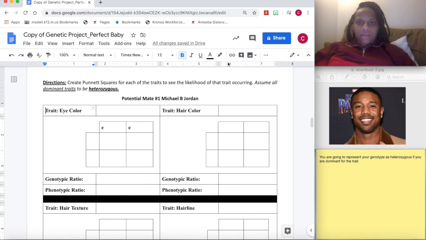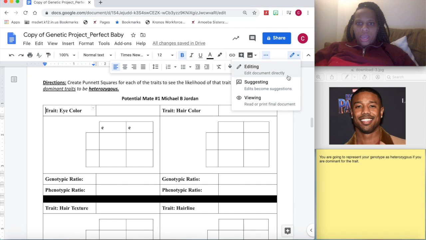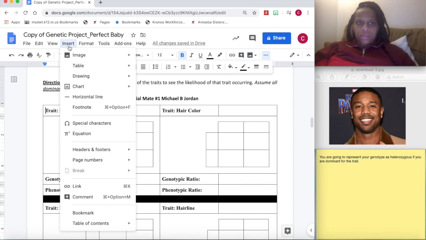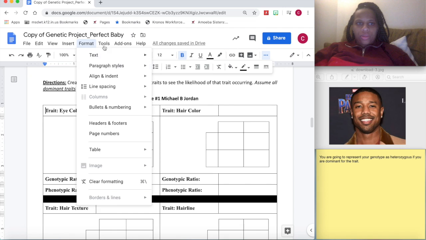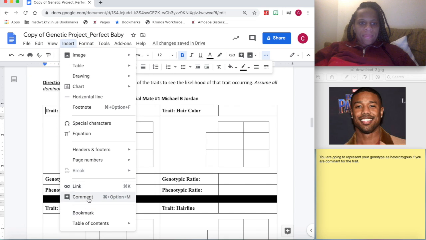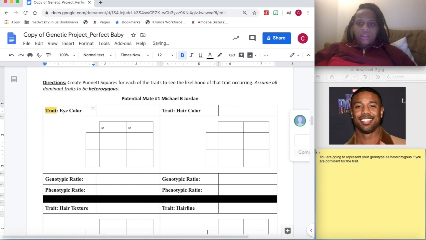Let me insert a comment. That's what I want to do. Oh, there it is. Insert. There it is. Comment. Okay. So I'm going to put a comment over here.